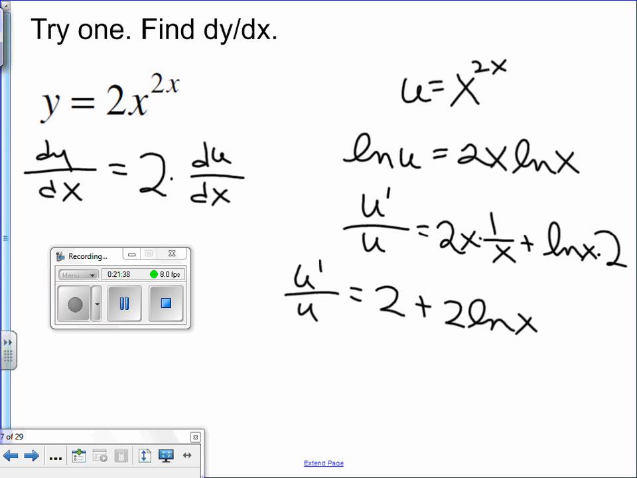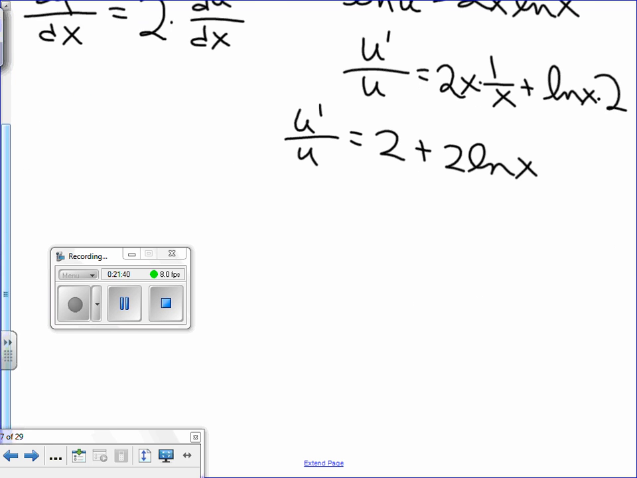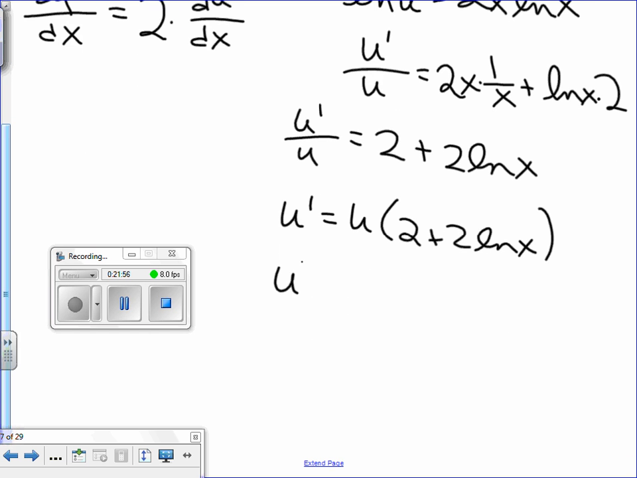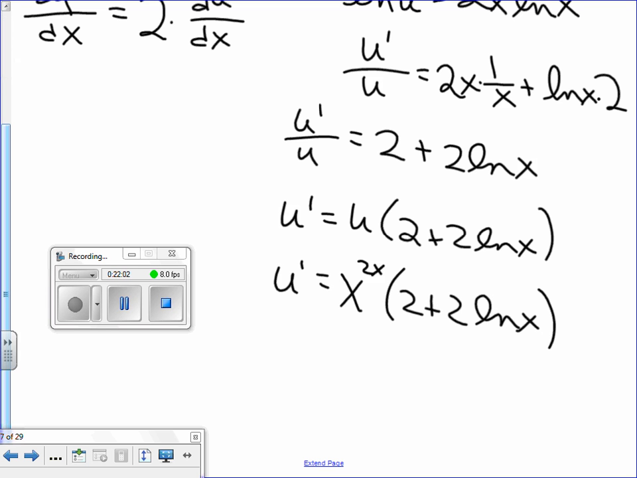Okay, and we're looking for u prime. So what do we do next? Multiply both sides by u. So u prime equals u times 2 plus 2 ln of x. And finally, what did u equal? X to the 2x. We could pull out a 2 there, too.